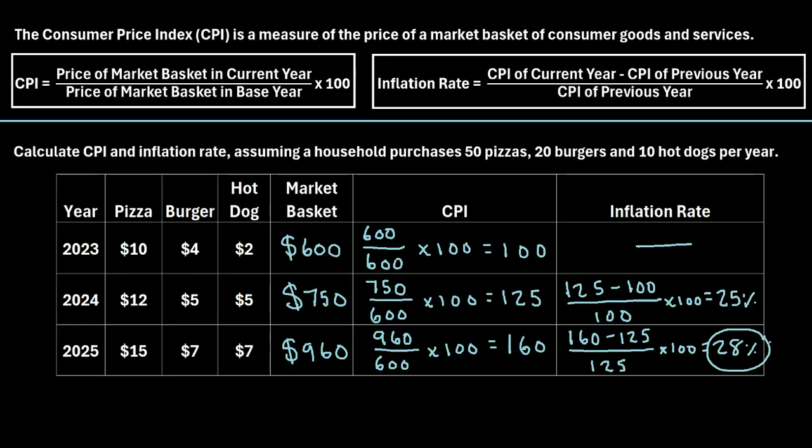So this is an important distinction to make. The inflation rate is measuring the change in the current year relative to the previous year. So this is not a 28% increase relative to 2023, our base year. It's a 28% increase relative to the previous year of 2024. So keep that in mind. So that was just a quick example of how to calculate CPI and the inflation rate.